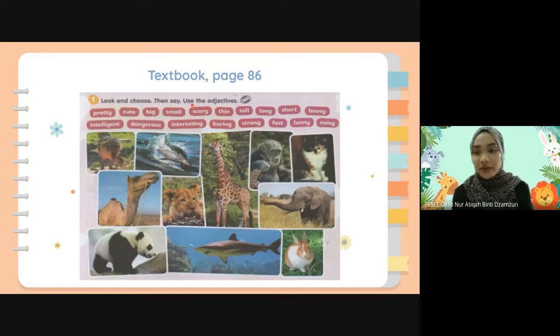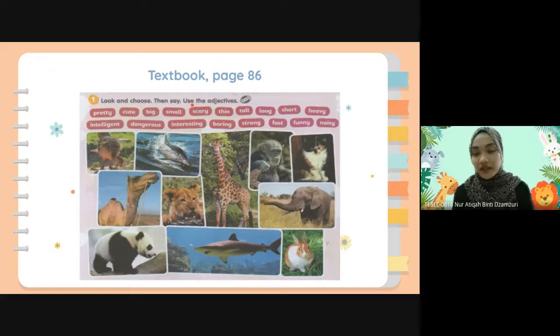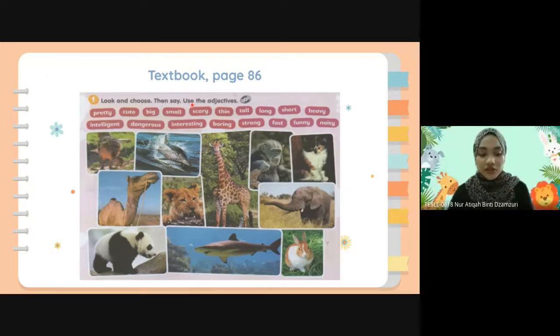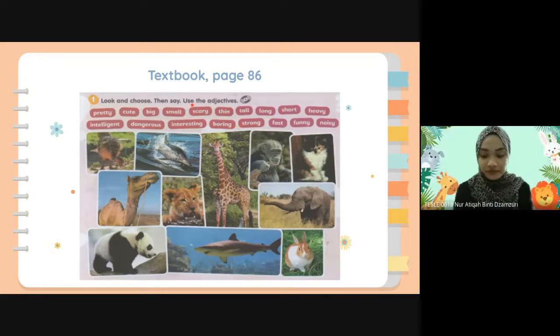Okay. Heavy. What is the meaning of heavy? Berat. Intelligent. Pandai. Very good. Dangerous. Bahaya. Interesting. Menarik. Boring. Bosan. Strong. Kuat. Fast. Laju. Funny. Kelakar. Noisy. Bising. Very good. Okay, very good for Farabi.